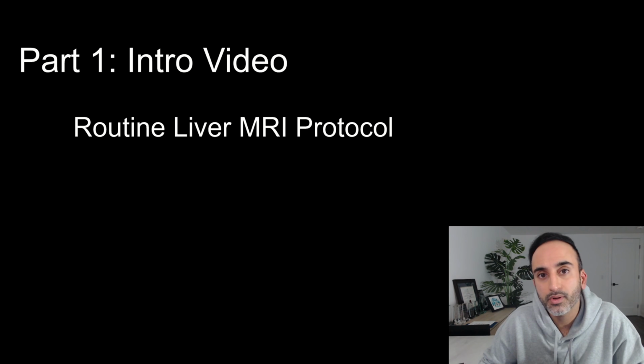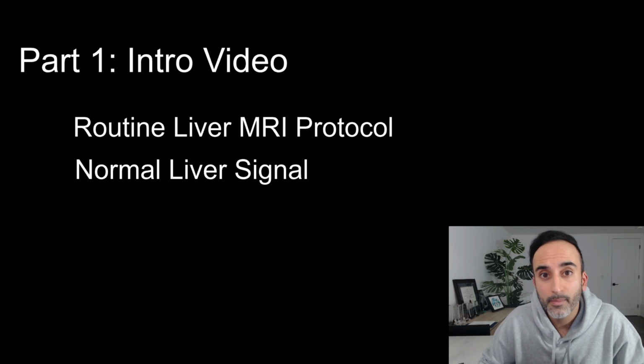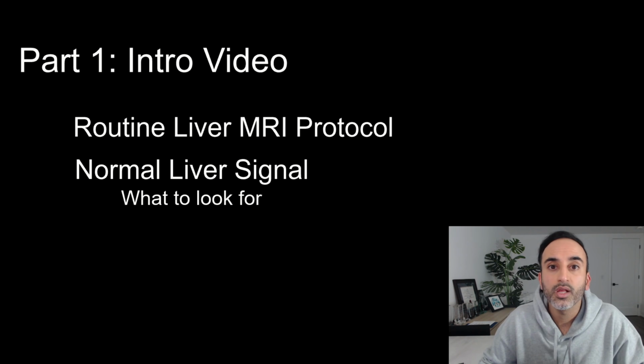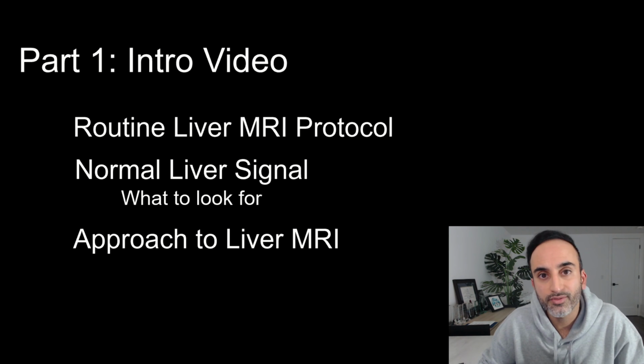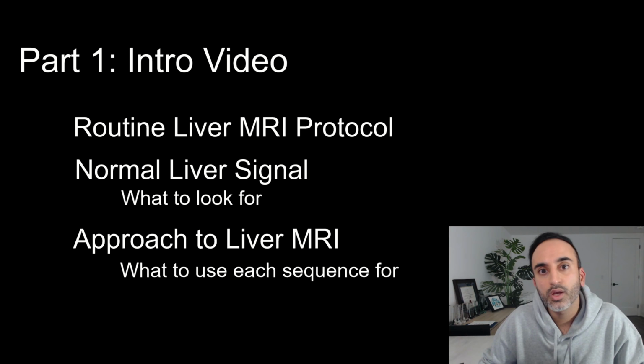So this is the first part, which is an introductory video designed to teach you the basics, specifically what the sequences are in a typical routine liver MRI. We also want to show you what the normal background liver looks like on all of the different sequences and what lesions look like in comparison, aka what you're looking for. And then we'll show you my approach to liver MRI, specifically going through what I use each sequence for when I'm looking at these studies.